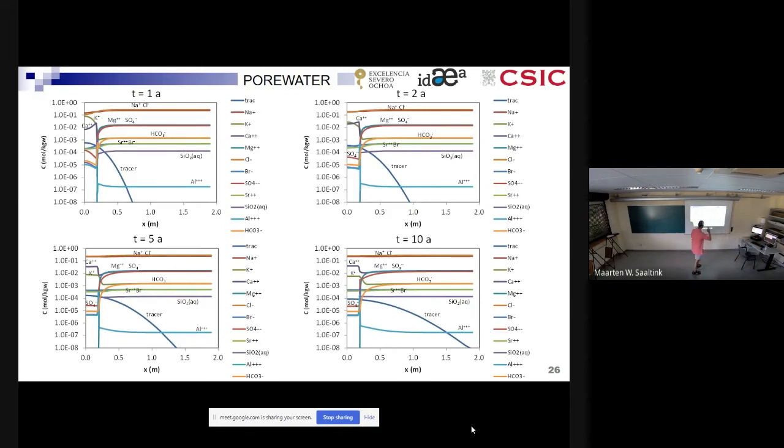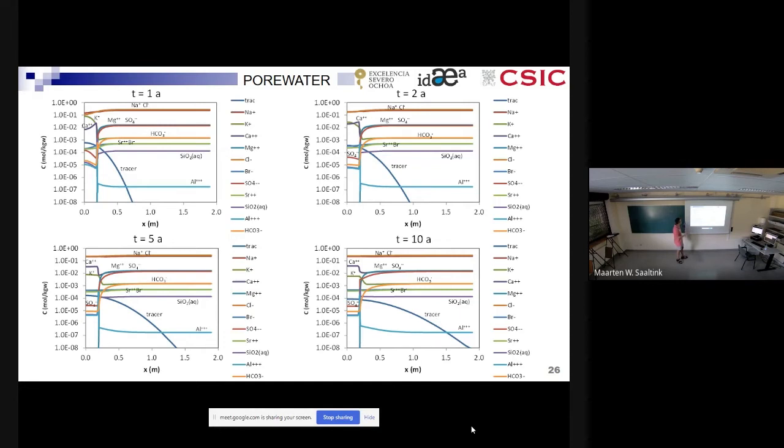For water composition, there's too many, so don't worry about that. This is for water concentrations at different times, 1, 2, 5, and 10. You see that there's always a large gradient between the concrete and the rock to the right, at different times. But I added a tracer. This is added in the model only. I added a tracer in the concrete at an initial concentration of 10 to the minus 3 mole per liter, just to see how conservative transport works in the model.